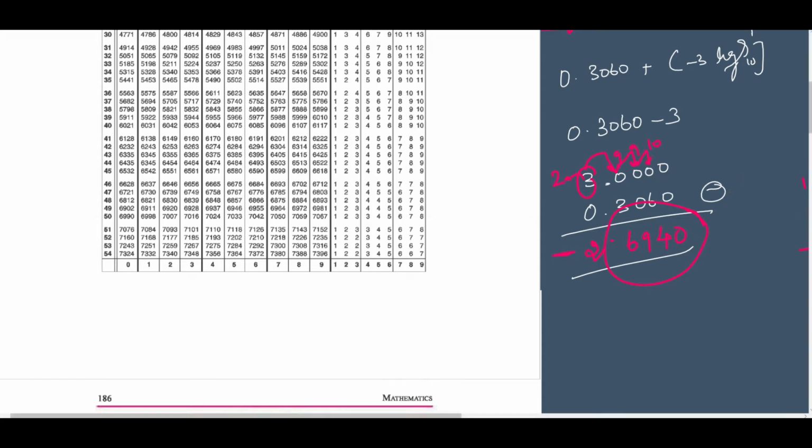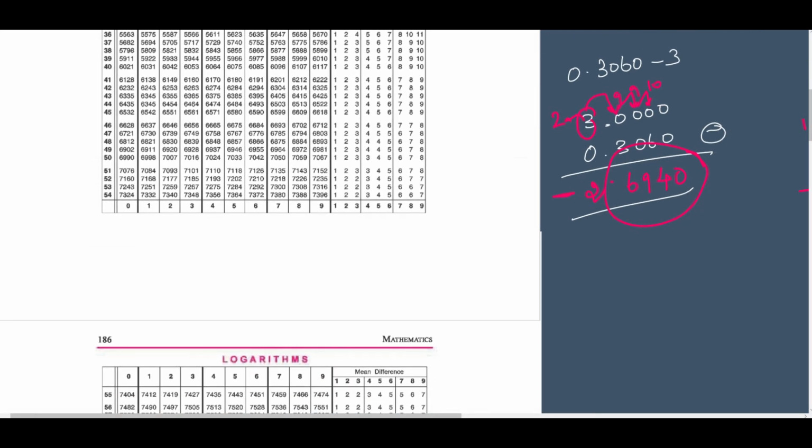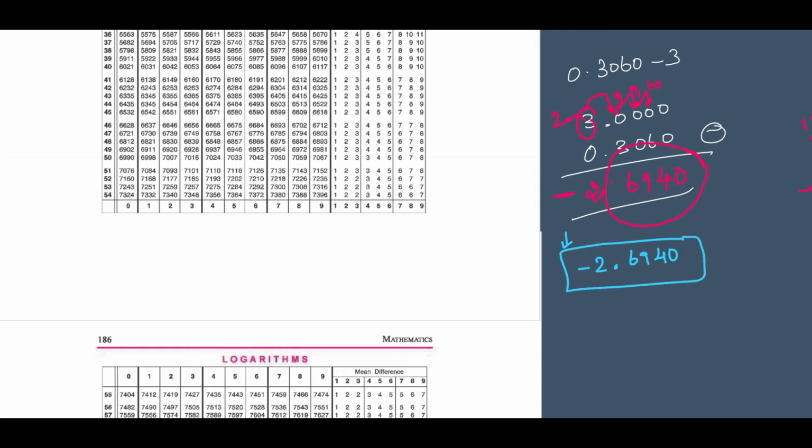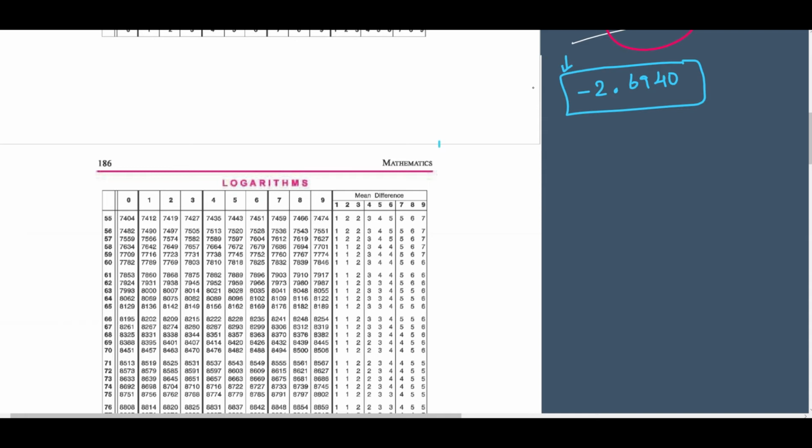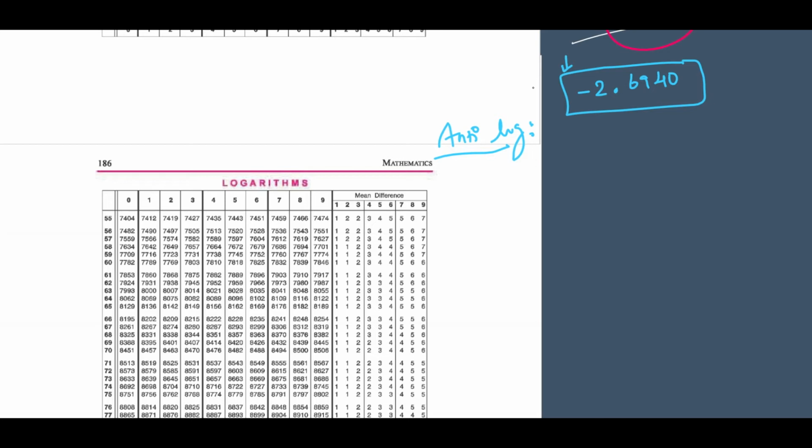If the number is minus, this is a very important one. When the number is minus 2.6940, we have to get the antilog very carefully. There are a lot of methods. When you are going for the antilog and the number is minus, the first thing is to separate the numbers. How will you separate? I am going to take minus 2 here and 0.6940 here.